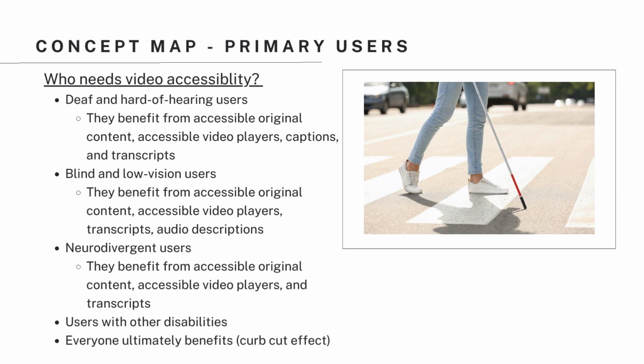Who needs video accessibility? The primary users are deaf and hard of hearing users. They benefit from accessible original content, accessible video players, captions, and transcripts. Blind and low vision users benefit from accessible original content, accessible video players, transcripts, and audio descriptions. And neurodivergent users benefit from accessible original content, accessible video players, and transcripts.